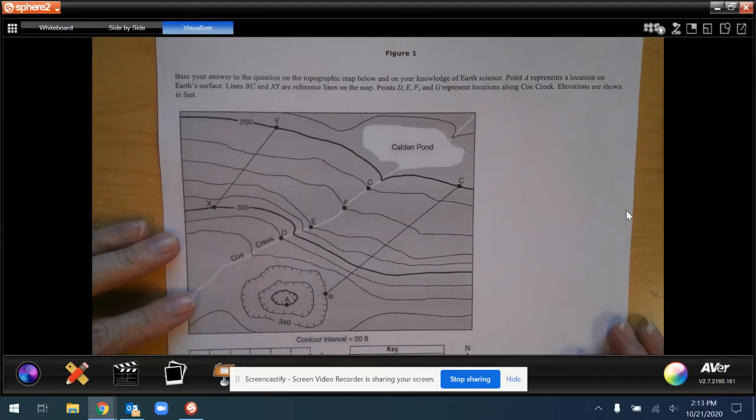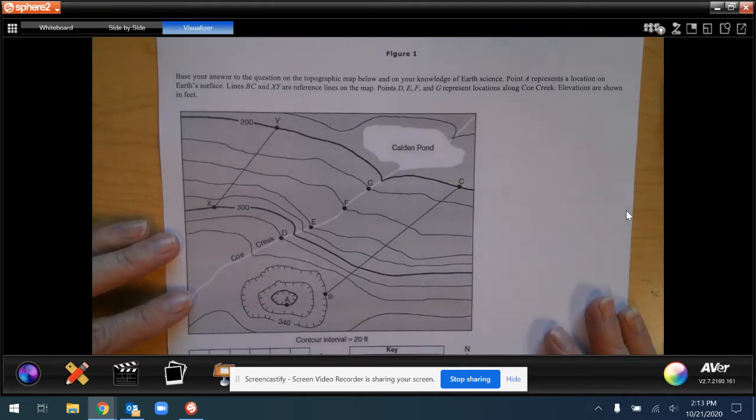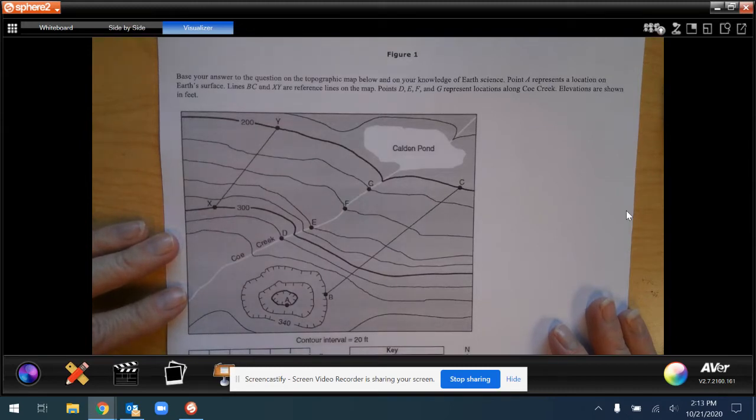Today, we are learning how to create topographic profiles. To start off, I'm going to walk through an example with you. This is from a previous Regents exam, and the directions say base your answer to the question on the topographic map below and your knowledge of Earth science.